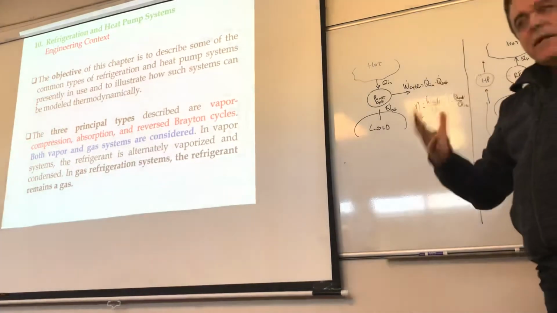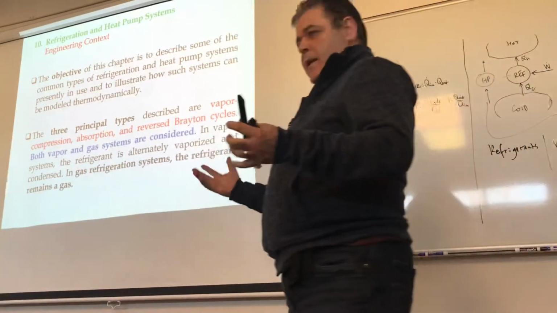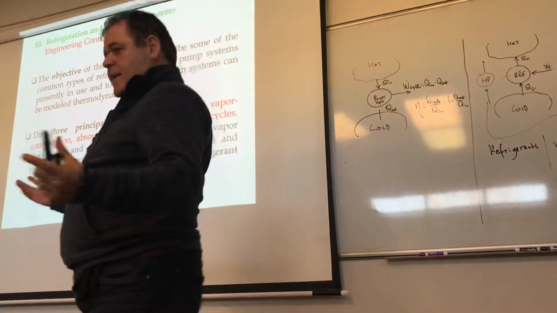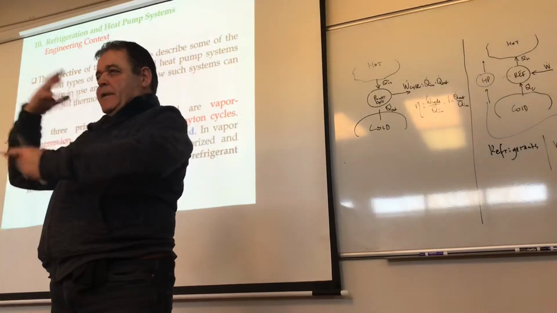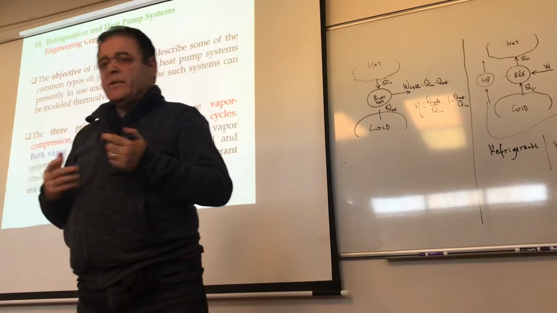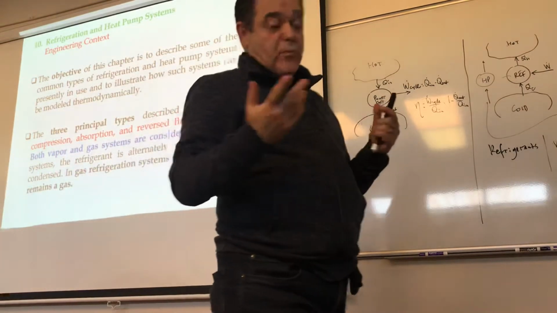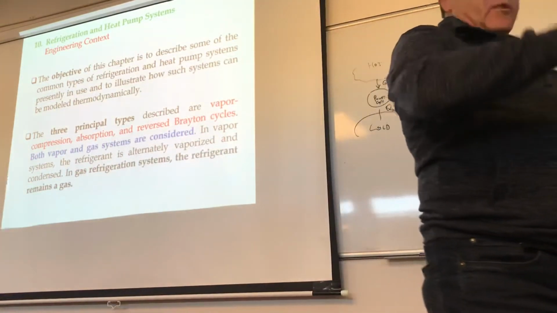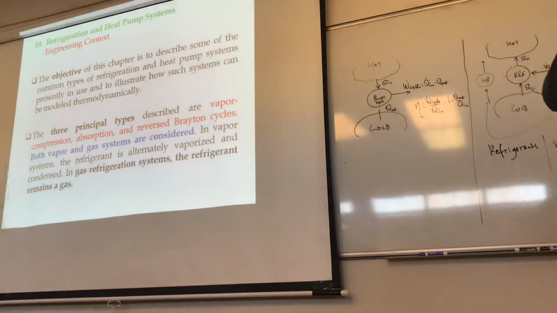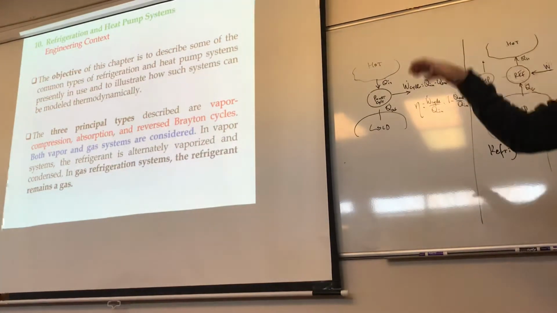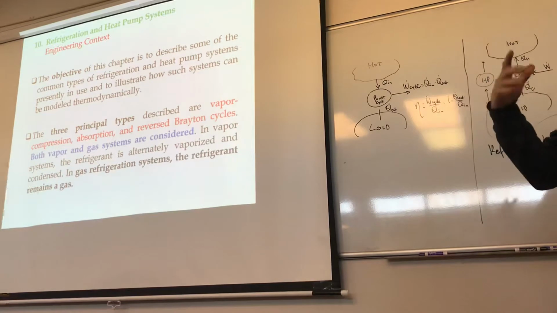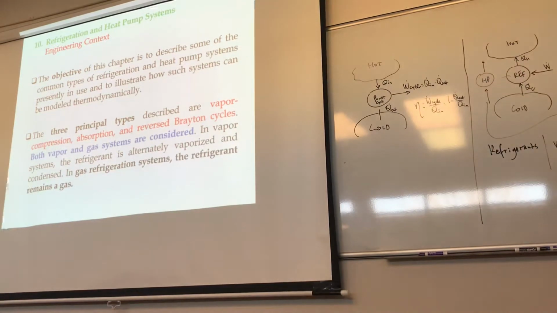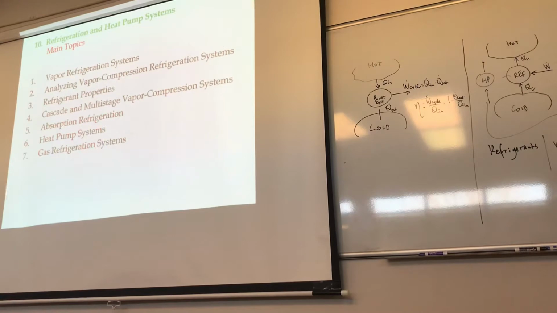That's a cycle in which the refrigerant gets mixed with water, and not necessarily water, but another substance. As it goes through the cycle, the two substances get separated again, and we're going to look at why and how that is done. And then, of course, we will look at the case where the refrigerant remains a gas all the time. So we're going to learn about all those.